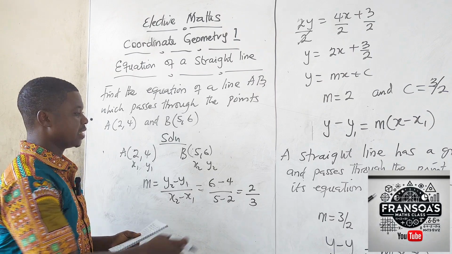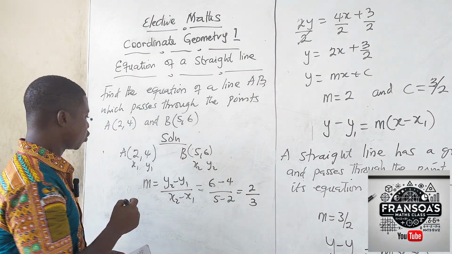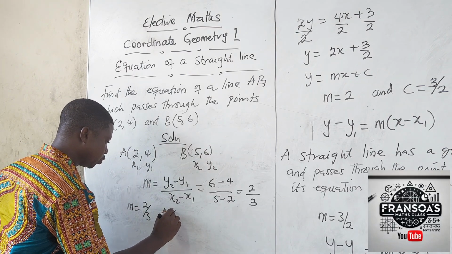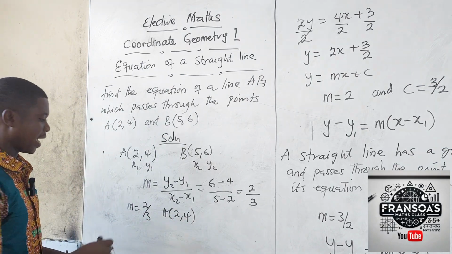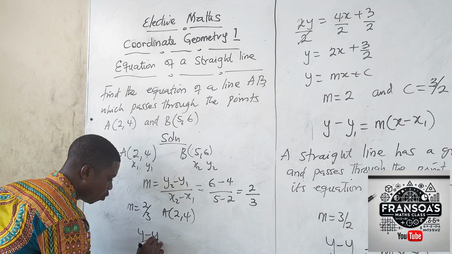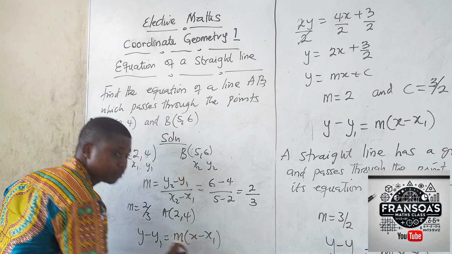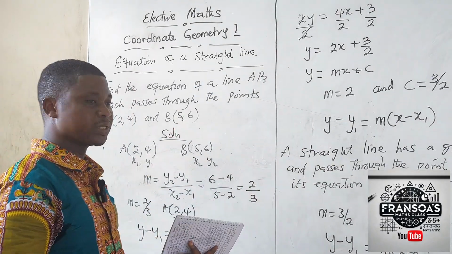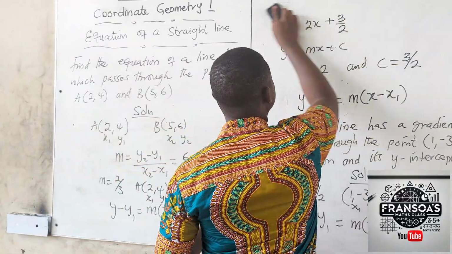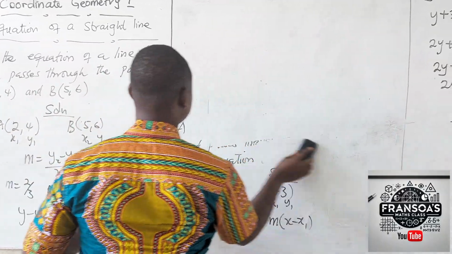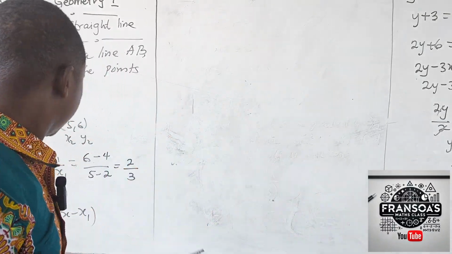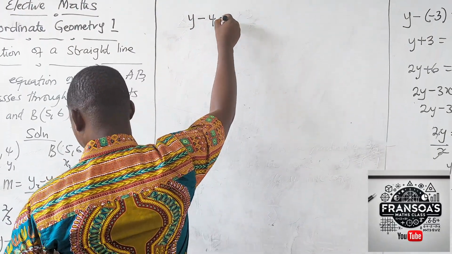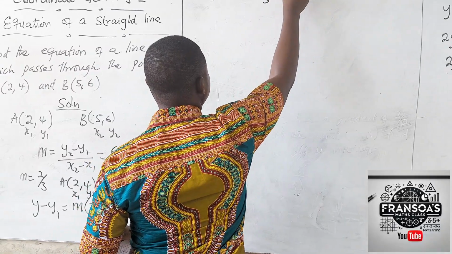So since we have the gradient, we can pick the gradient and any of the points. So let's pick the gradient m to be 2 on 3, and the point A(2, 4) to find our equation. And we know that the formula is y minus y1 equals m into bracket x minus x1. So having that, then this one becomes our x1, our y1. So we can substitute it into the equation. So we have y minus our y1, 4, is equal to our gradient 2 out of 3 into bracket x minus 2.